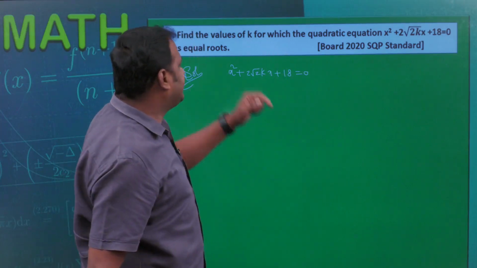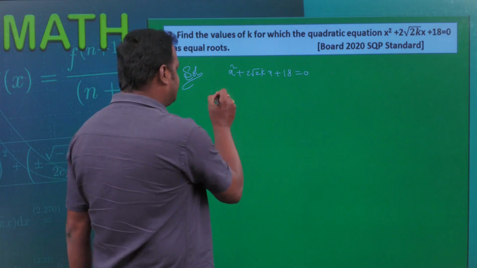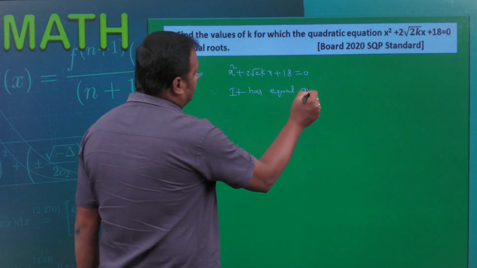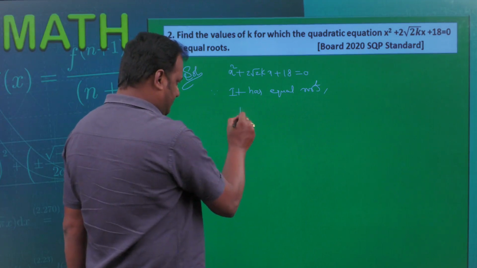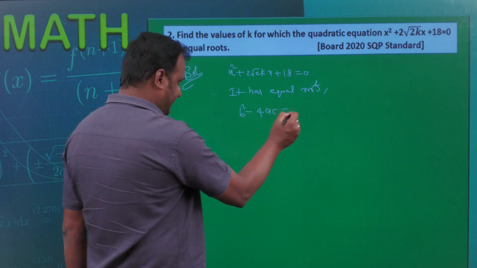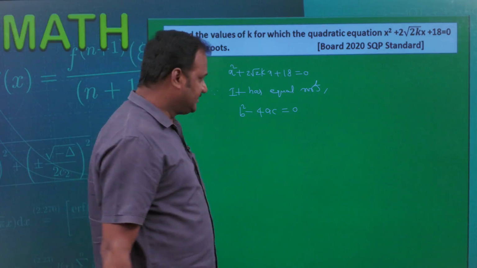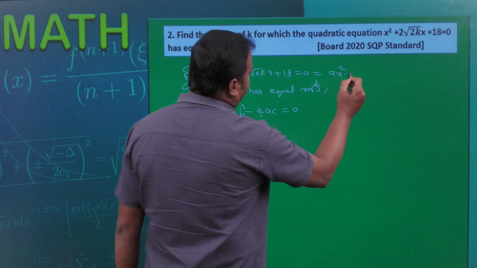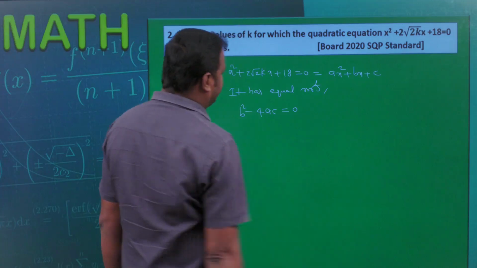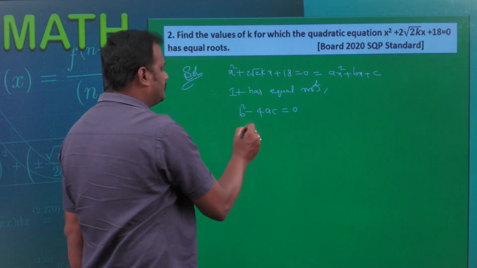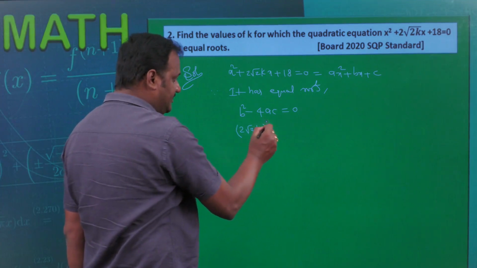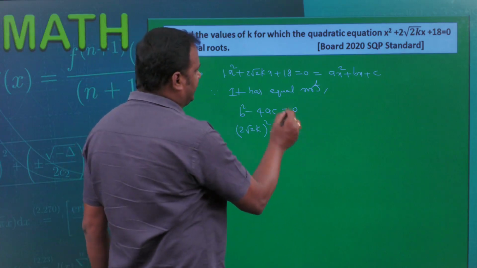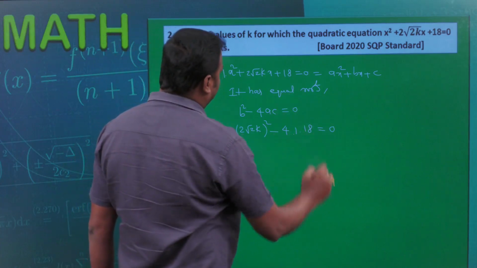Okay. Since the quadratic equation has equal roots, b square minus 4ac is equal to 0. Right? So b square minus 4ac means you will have to compare this with the standard form, that is ax square plus bx plus c. The value of b is going to be 2 root 2k whole square minus 4ac. 4 into a is going to be the coefficient of x square, that is 1, and c is the constant, that is 18, is equal to 0.